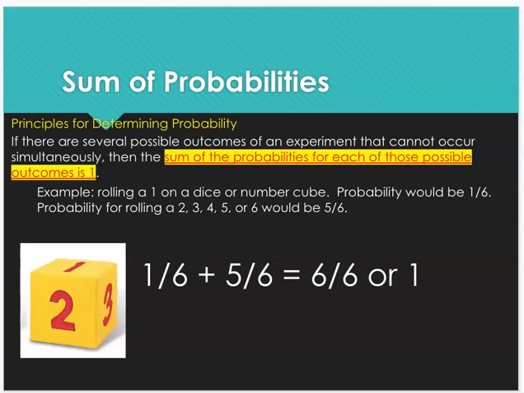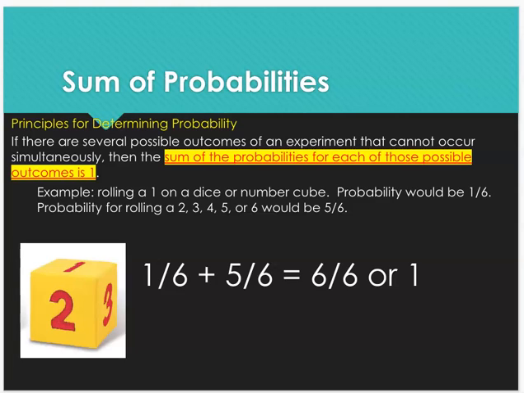The sum of probabilities is an important thing to think about. If you take all the outcomes of an experiment that cannot occur simultaneously and add them up, you should get a total of 1. For example, if you're rolling a 1 on a dice or a number cube, the probability would be 1/6. The probability for rolling 2, 3, 4, 5, or 6 would be 5 out of 6.